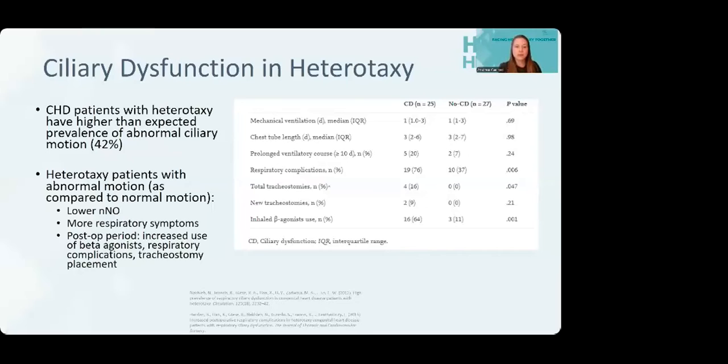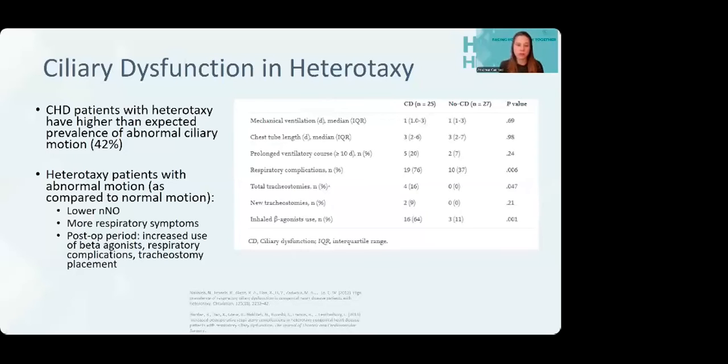And then they also did those nasal nitric oxide levels. So they found that in the patients with heterotaxy that also had abnormal motion, those patients had lower nasal nitric oxide levels, more respiratory symptoms, and more complications in the post-op period. They had more beta agonist use, so they received more albuterol, they had more trachs placed. And so this is compared to heterotaxy patients that had normal motion.